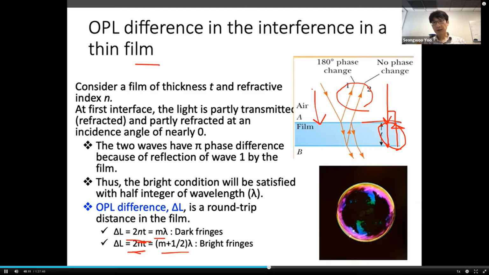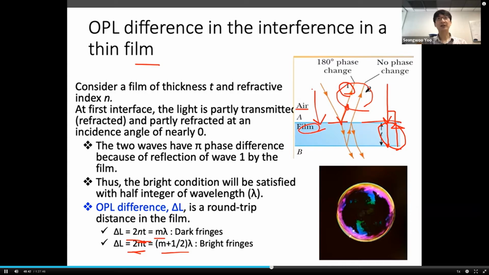What do you mean by no phase change? Is it with respect to ray 1? Okay, let me go through this again. So ray 1, or wave 1, is reflected by the film. The film has a higher refractive index than the air. Therefore, upon this reflection, the wave experiences a pi phase shift.